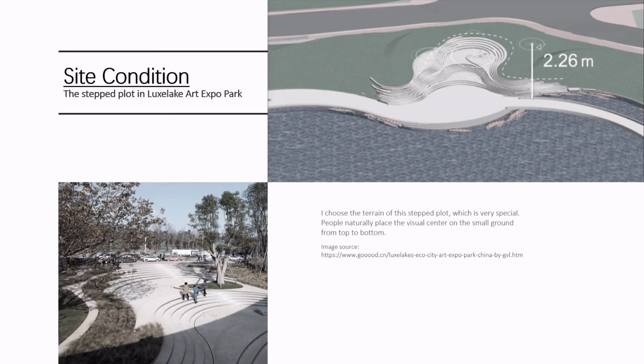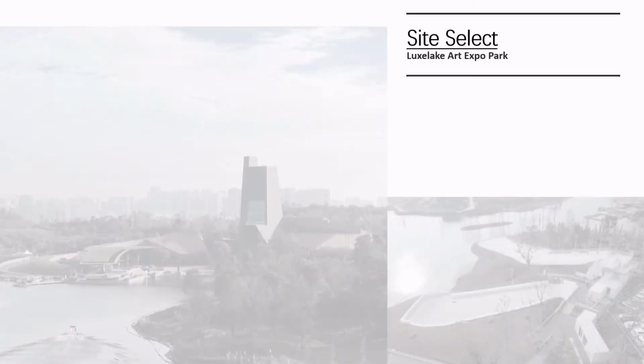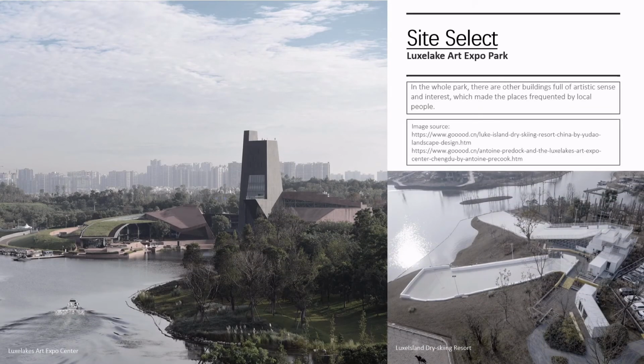The whole area has a proper elevation difference. People naturally place the visual center on the small ground from the roadside. People often naturally gather on the platform for activities. And in the whole park, there are other buildings full of artistic sense and interest, which makes the place frequented by local people.